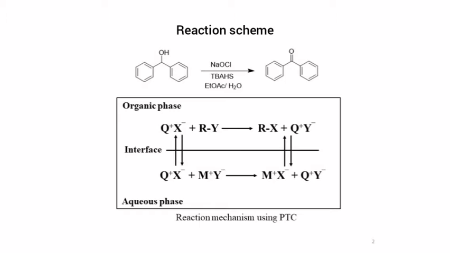Partitioning occurs because the cation tetrabutyl ammonium can form an ion pair with many different anions like HSO4- and OCl- as well. Since TBAHS is a salt, it will normally be water soluble as well as soluble in organic solvents too. Thus, OCl- can be brought into the organic phase and the oxidation reaction is performed.